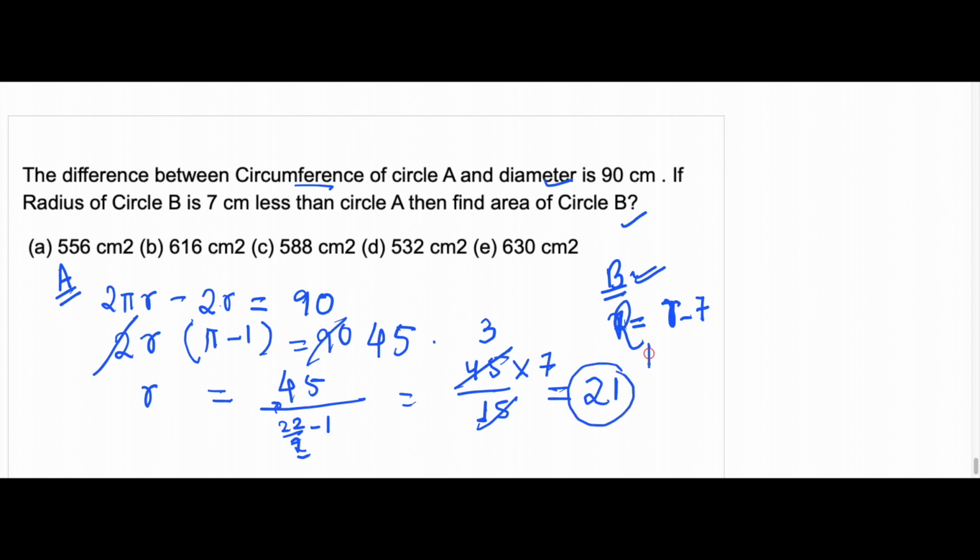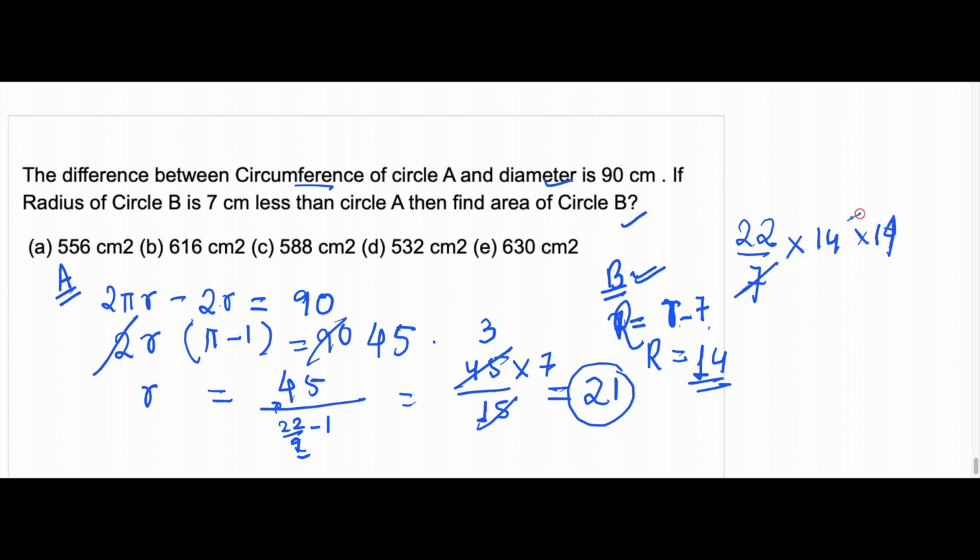21 is the radius. So capital R is equal to small r minus 7. Okay, so 14 is capital R. So find the area of circle B. So pi r square, that is 22 by 7 into 14 into 14.